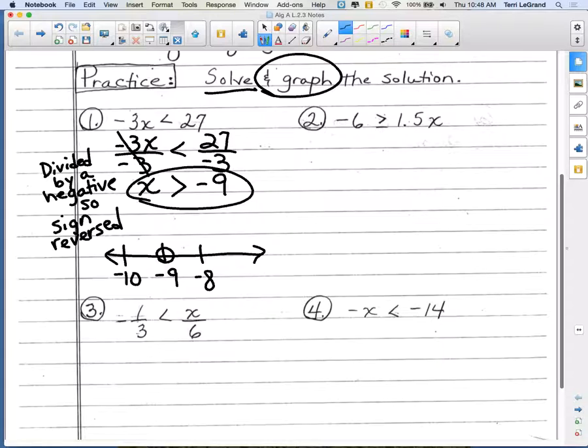Is negative 9 part of the solution set? Okay, how do we show that it is not part of the solution set? Don't shade it in. Okay, what should we shade then? What is the solution set? Where are the numbers that are a solution? Is negative 10 a solution? No. Is negative 8 a solution? Yeah? Okay, then we should shade this way, huh? So we'll ask ourselves, is negative 8 greater than negative 9?